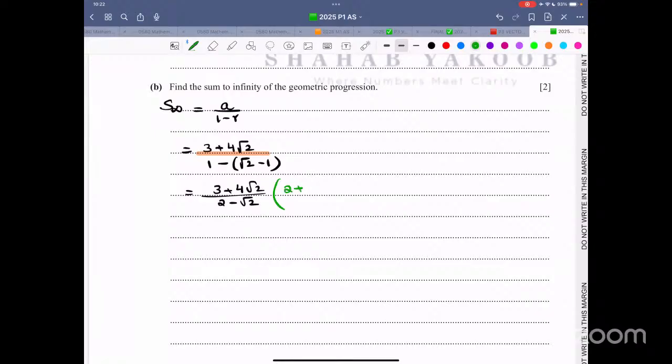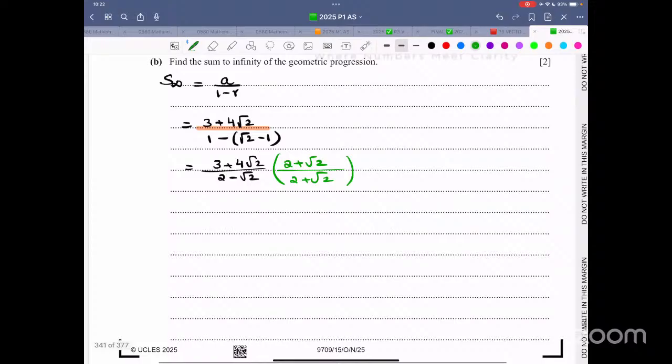And this is 2 plus root 2. And this is 2 plus root 2. Now I'm thinking of any other option. So if I take root 2 common, and still it would be the same kind of thing. So now this is 3 into 2, that is 6, 3 root 2. 4 root 2 into 2, that is 8 root 2. And 4 root 2, that's 4 into 2. The whole thing is being divided by 2 square minus root 2 square.